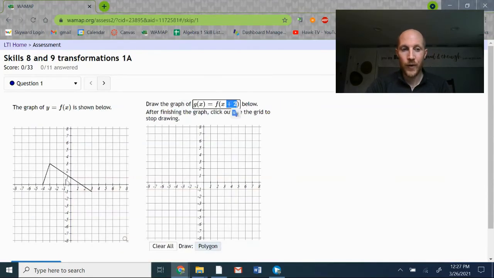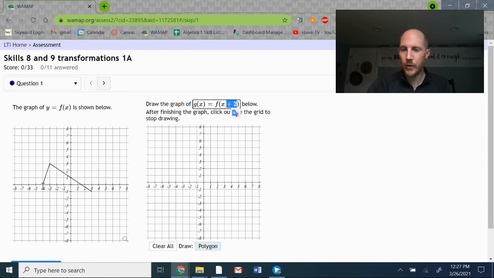So I could find the coordinates of each of these 3 endpoints of each of those segments on the original graph. I could find the coordinates of those, subtract 2 from each of the x coordinates. Okay, that's one approach. I'm not asked for the actual coordinates here. I just need to make that new graph.